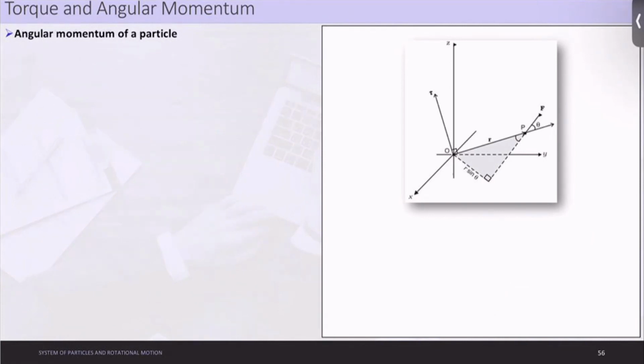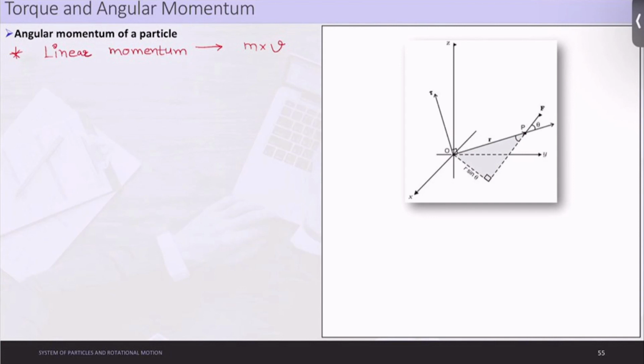Let us now understand the second subtopic, which is angular momentum. Again we'll start with the analogy concept and then move forward. If you remember correctly, what was linear momentum? Linear momentum is nothing but mass multiplied by velocity. Correct? Now let me first define angular momentum for a particle.